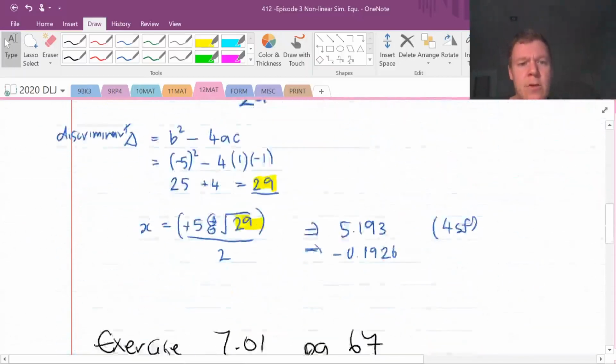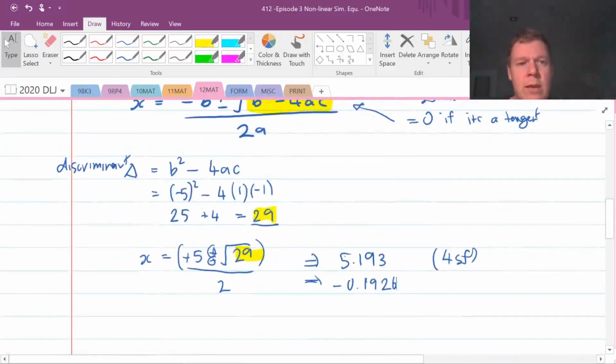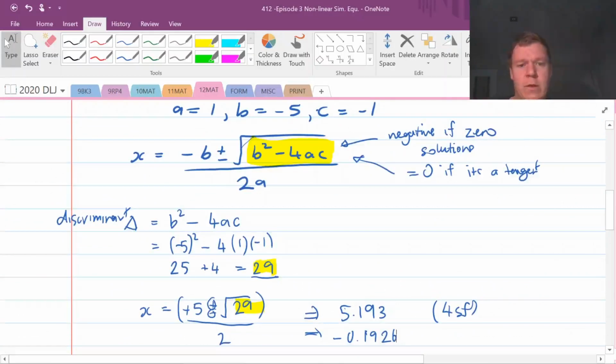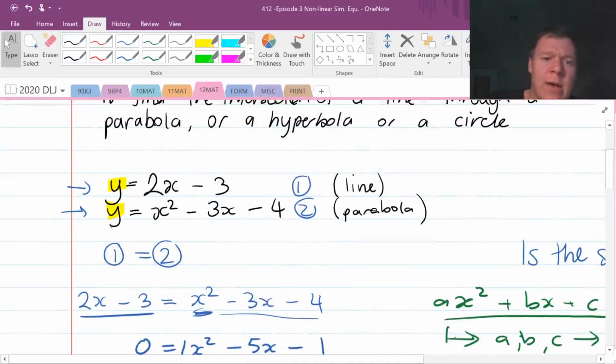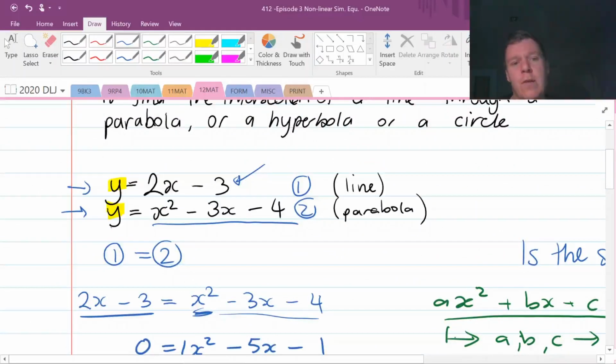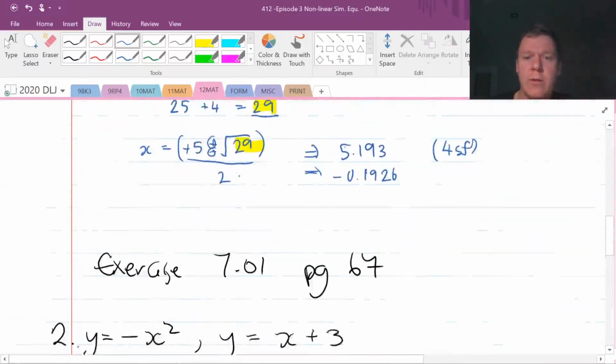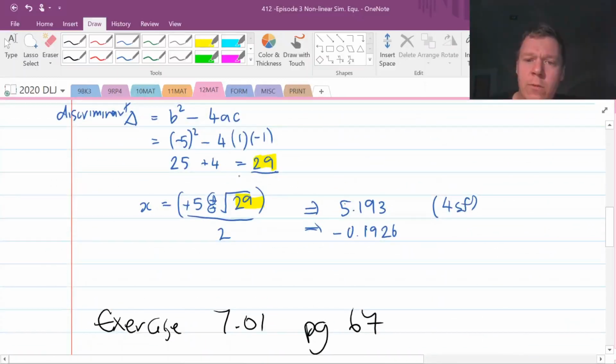Now, those are our x coordinates. We still need to get our y coordinates for our intersection points. To do that, you can use the parabola from the start, but it's easier to just use the line. The line intersects through both those points, so it's much more simple to use the line equation to find your y values. So let's just call this x1 and this is x2.